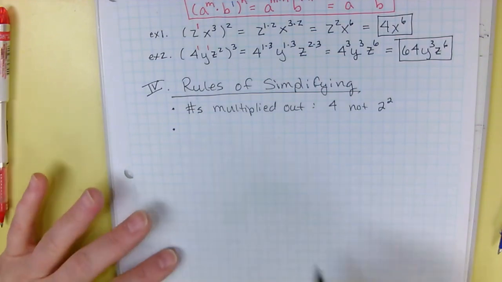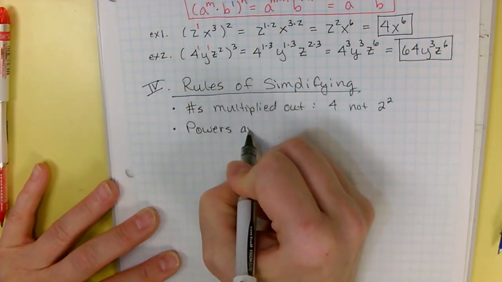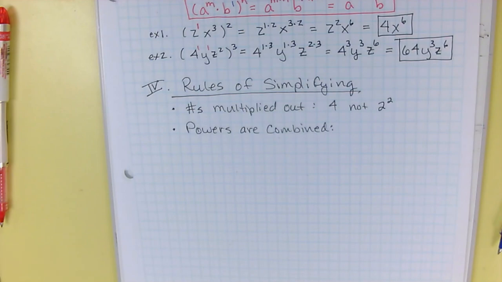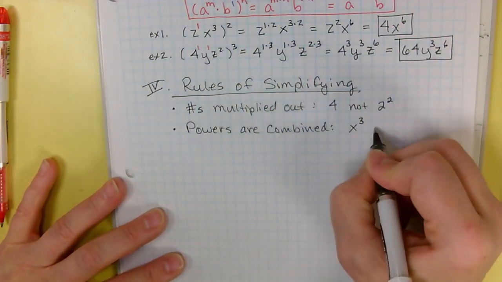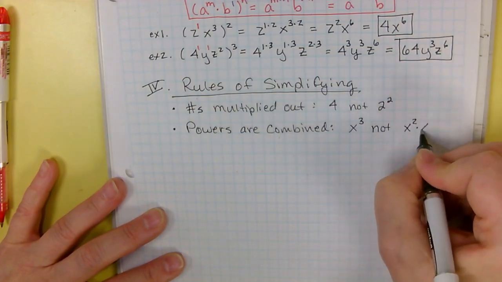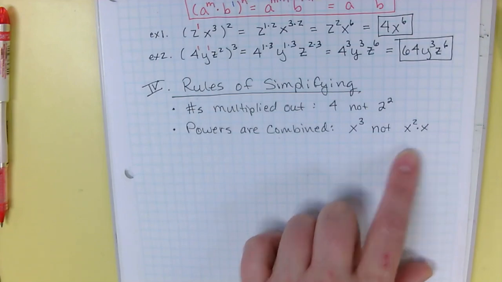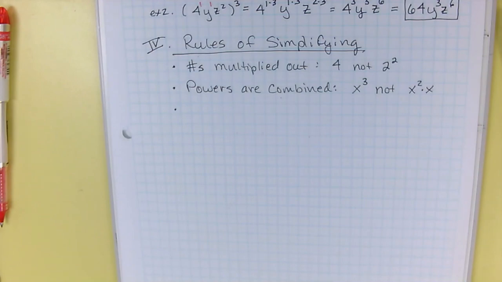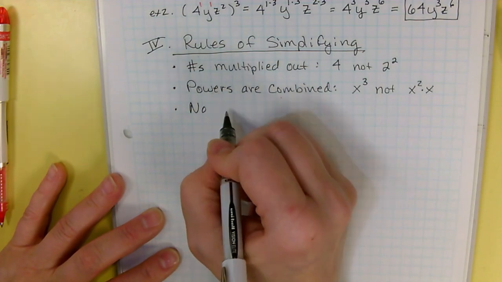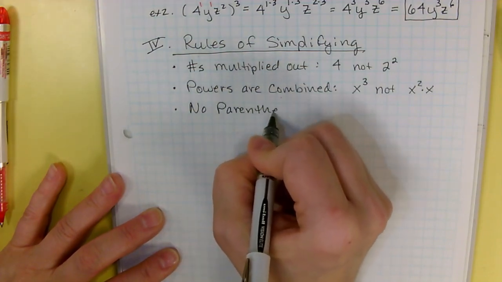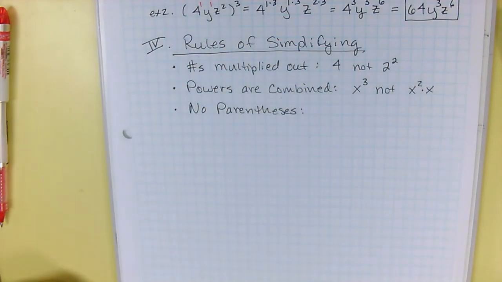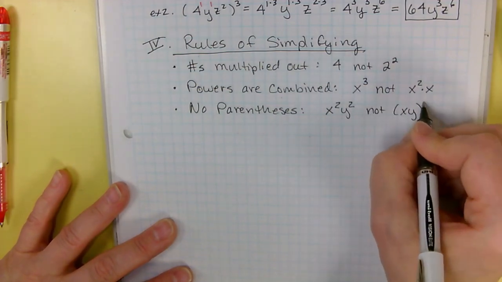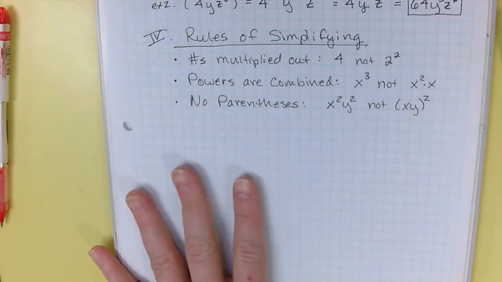Okay, second rule of simplifying. Powers are combined. So you would use an x cubed, not x squared times x. You would have to multiply them. You can't leave them next to each other like that. All right, third rule of simplifying. When you're done, there can be no parentheses. So you can have x squared, y squared, but not (xy)^2. You have to get rid of the parentheses. It cannot be in your final answer.